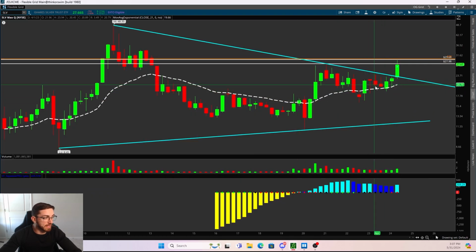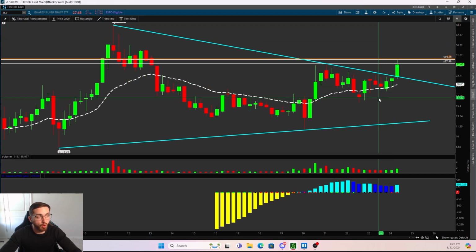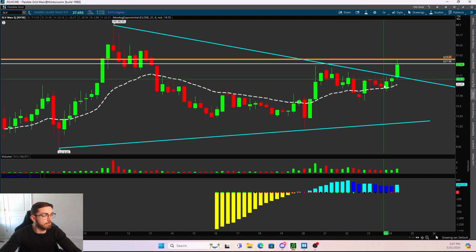Price was building a base on top of that quarterly 21 EMA, and it was holding it as support. So again, you want to see price building that base on top of the 21 EMA. And if we're getting bullish price action off of that 21 EMA, that is a very good sign that they're going to try to push price higher.